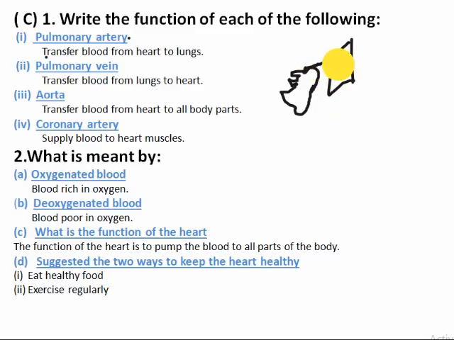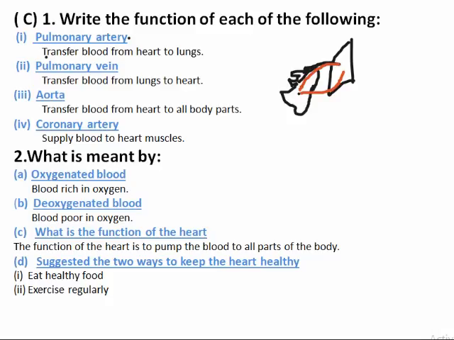Then here is the pulmonary artery which takes the blood from the heart, I show you with another color, and moves it to the lungs. And pulmonary vein does the opposite of pulmonary artery. It will do the opposite work of pulmonary artery, and it transfers blood from lungs to the heart this way. Okay, aorta transfers blood from the heart to all parts of body.